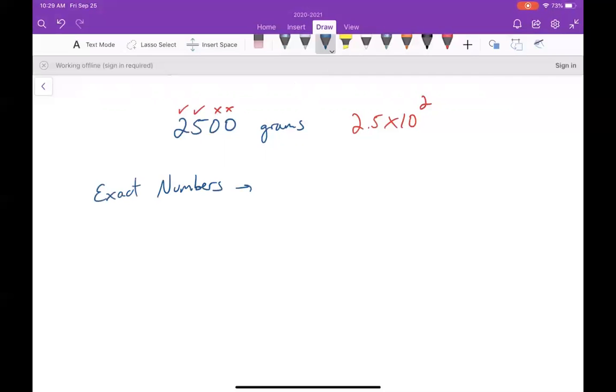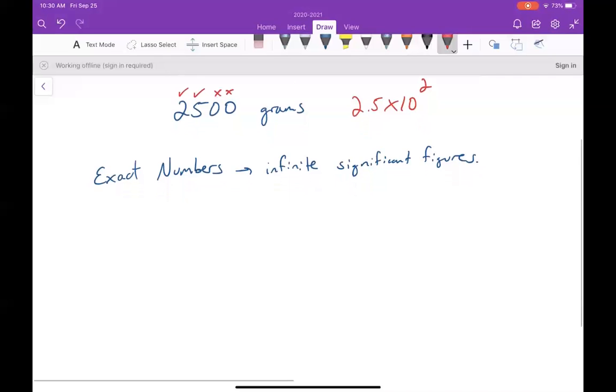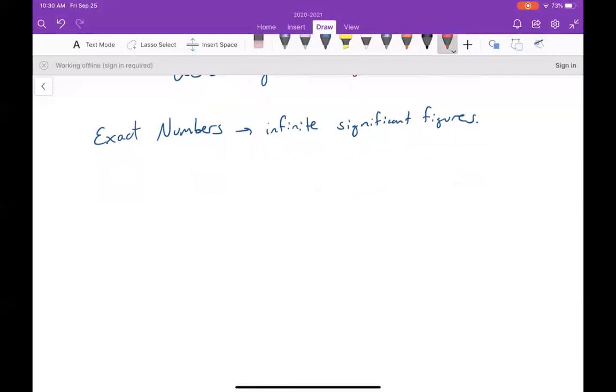In other words, they're numbers that have infinite significant figures. Infinite, meaning they have so many that we can't even count them. And so they're usually not our limiting factor. We always need to round our answer to the number that has the least precision, right? So if it has infinite precision, then they don't matter.